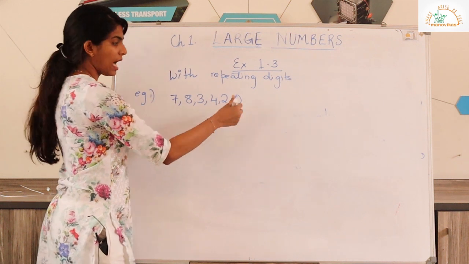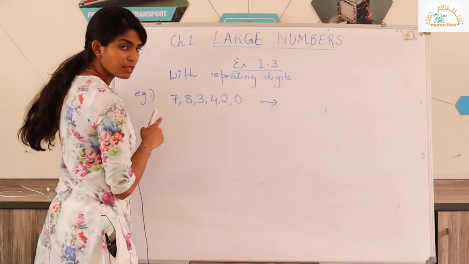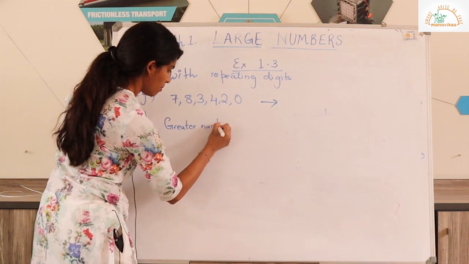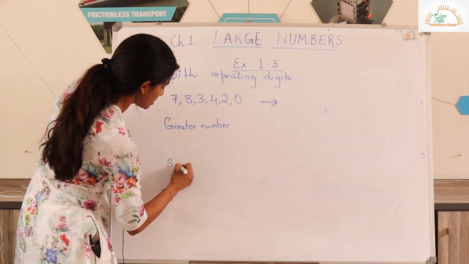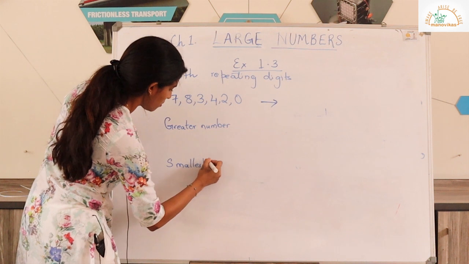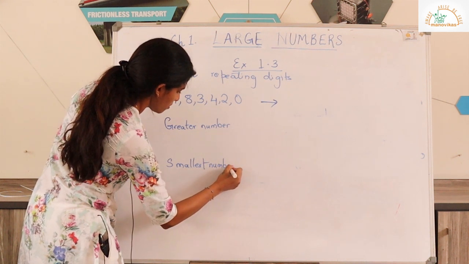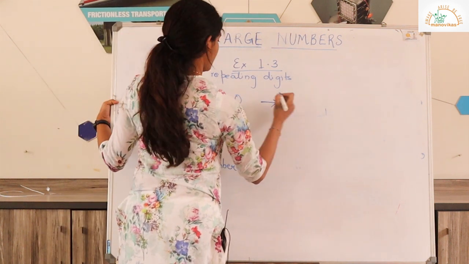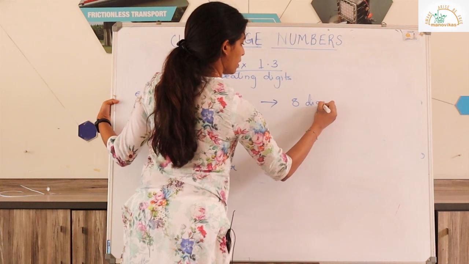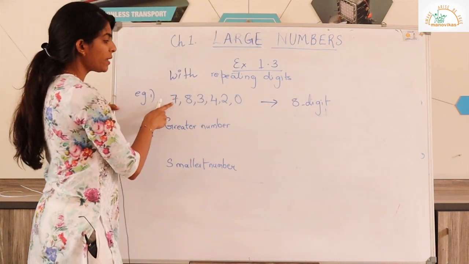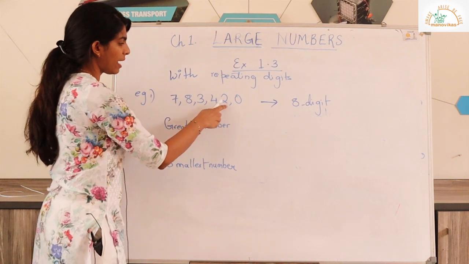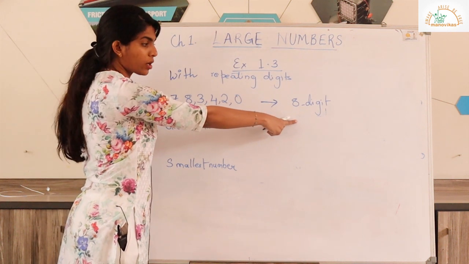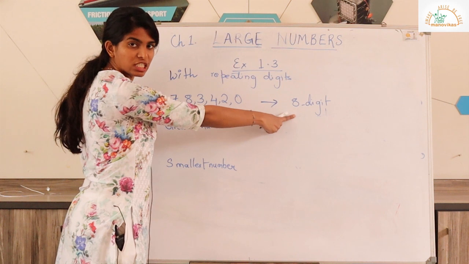Out of these 6 digits, I have to make the greatest number and the smallest number, using these digits. I have to make an 8-digit number. Now how many digits are given to us? 1, 2, 3, 4, 5, 6. We are given 6 digits here. We have to make a greater number, using these digits, an 8-digit number.